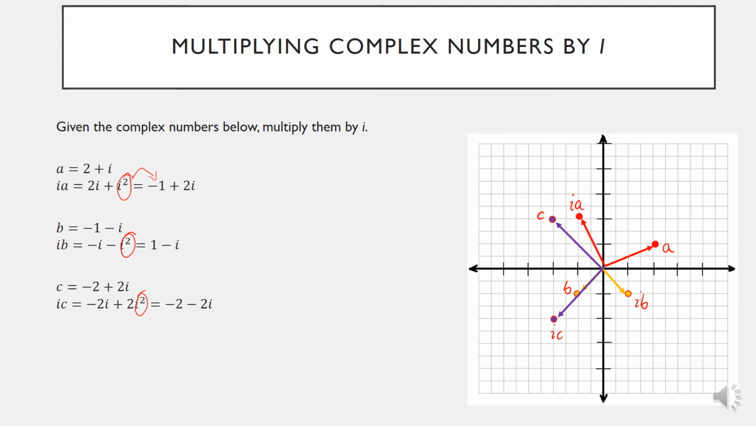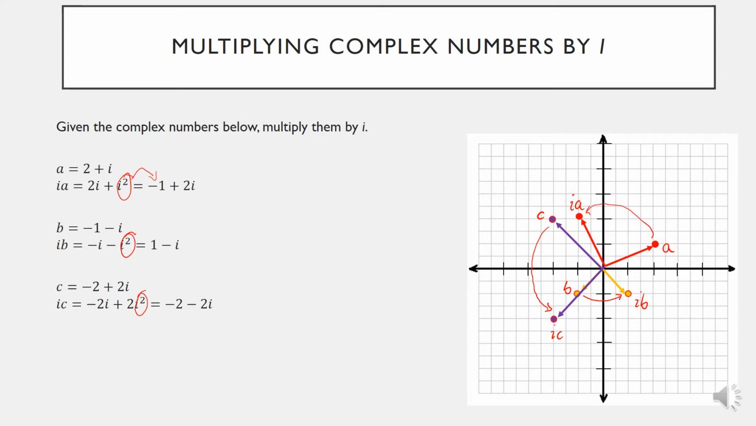So let's examine all of those. Can you see that the arrows do not change length? So a and ia are the same length, or same modulus, but it seems to have had a turning effect. It seems to have rotated with 0, 0 as the center. b rotated round to here, and c rotated round to here. So we get a turning effect by multiplying by i.